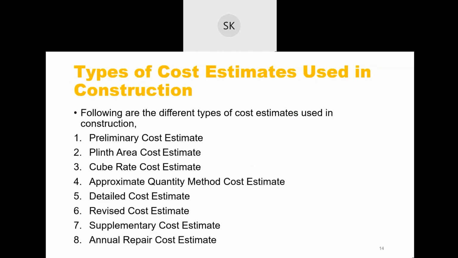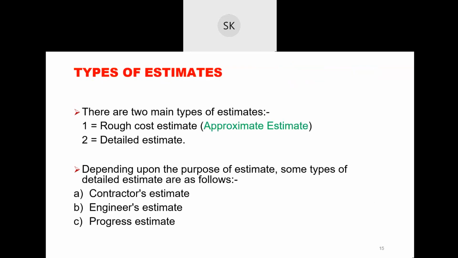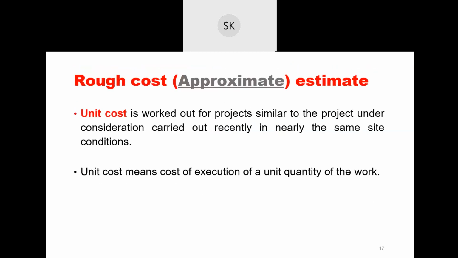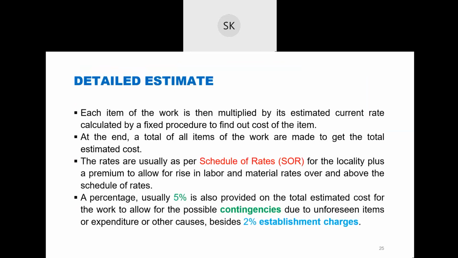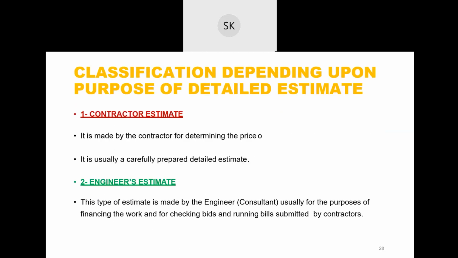So these were the estimates, if you remember: preliminary, plinth area, cube rate, approximate, detail, revised, supplementary, and annual repair. The estimation is mainly categorized in two: rough and detail. Based on purpose of estimate, some types of detail estimates are contractor's estimates, engineer's estimate, and progress estimate. So now we'll study about this detail estimate based on purpose.